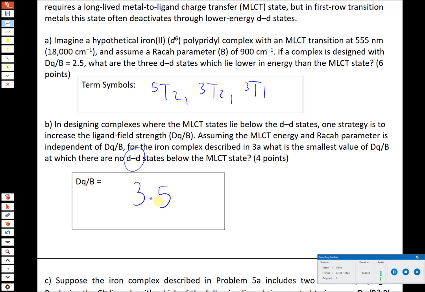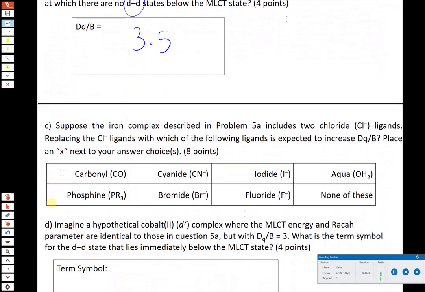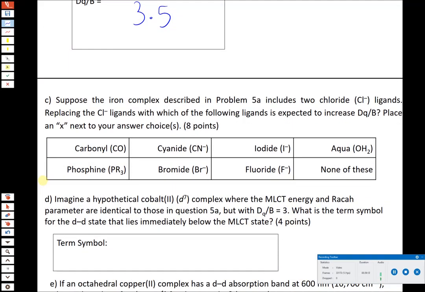Alright, and then if we go to the next one, we're still referring to this same compound. Let's say that this compound has 2 chloride ligands. I didn't give you the structure of it, but let's say 2 of the ligands are chloride. We want to know if we replace these chloride ligands with something else, which will increase dq over b.